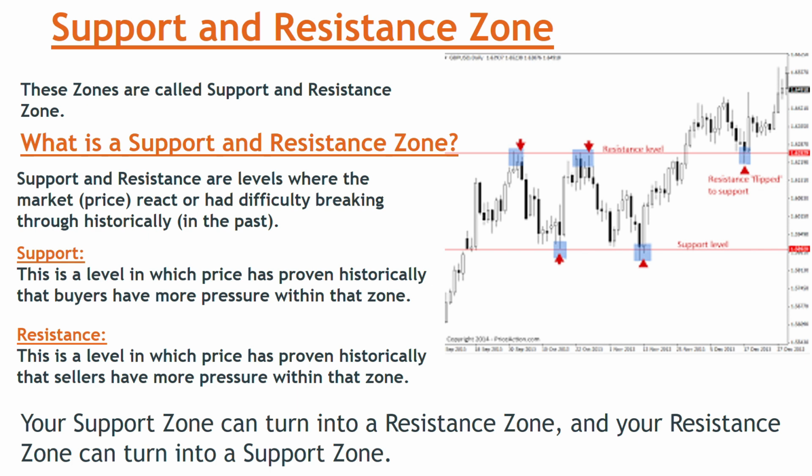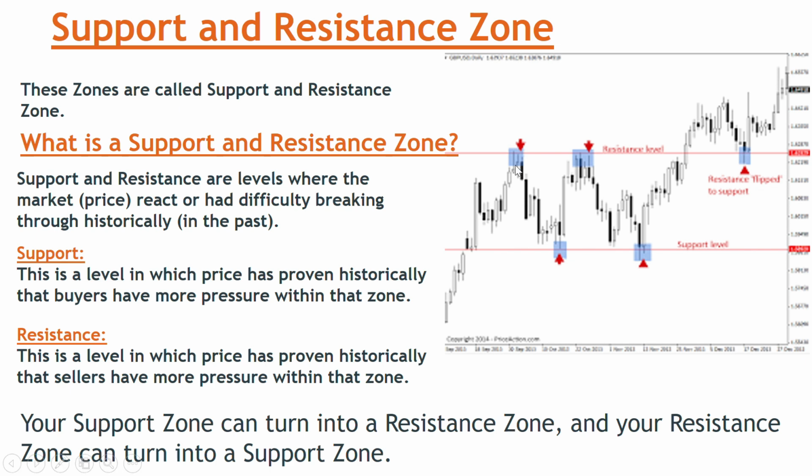What then is support? Support is a level in which price has proven historically that buyers have more pressure within that zone. As you can see on this diagram, this is your support level and this is your resistance level. You can see when it first happened here, it bounced back. So that's to show you that buyers have more buying pressure within the zone. And when price came back to hit the zone again, price still rejected to the upside. So that's to tell you that whenever the price comes to this zone, buyers have more buying power.